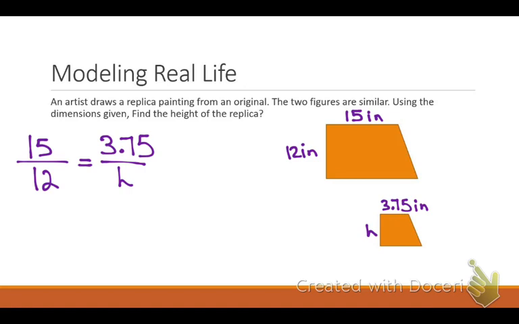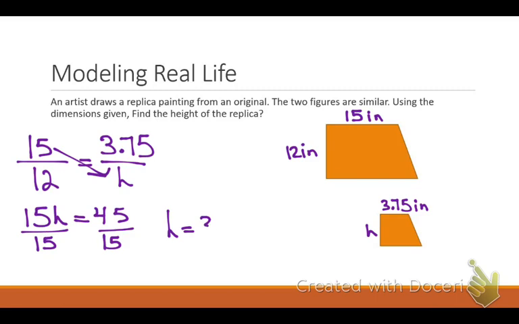All right, so again, we do the cross multiplication, cross products. So we have 15h equals 45. Did everybody else get 45? Okay, divide both sides by 15, and the height of the replica is 3 inches. Okay, so that's just like number 12 on your homework tonight.